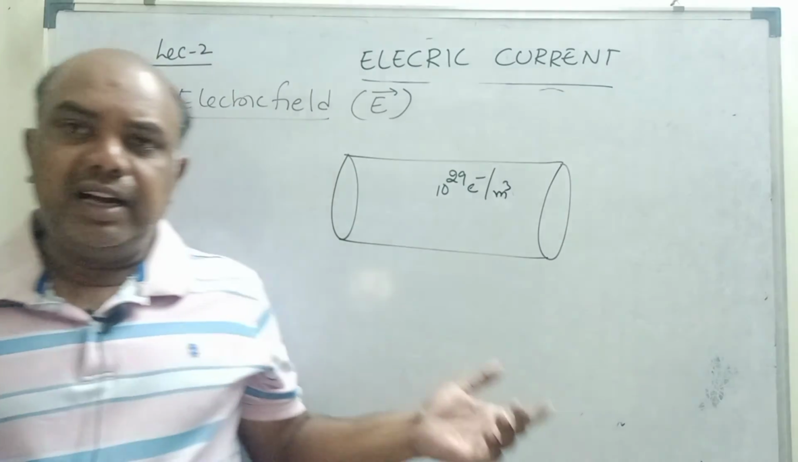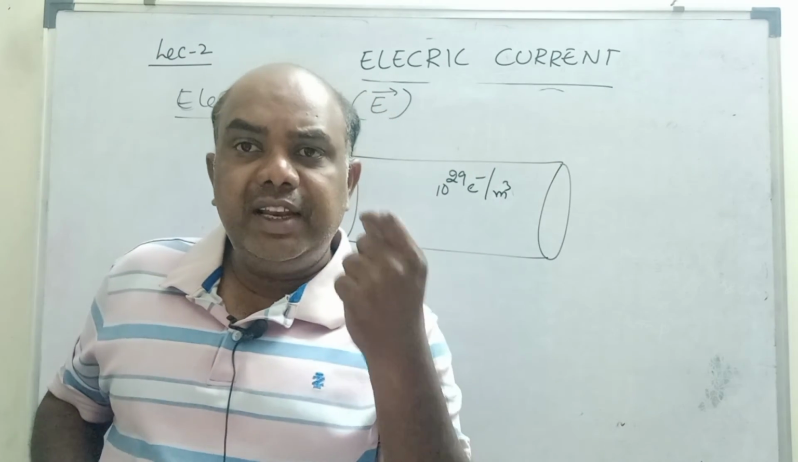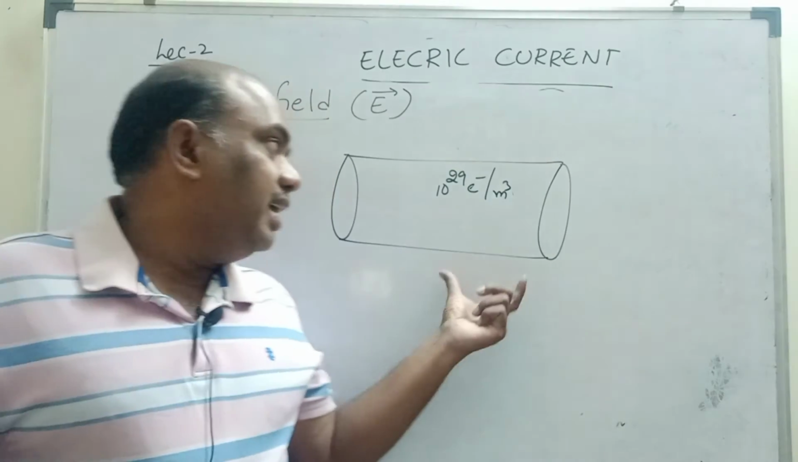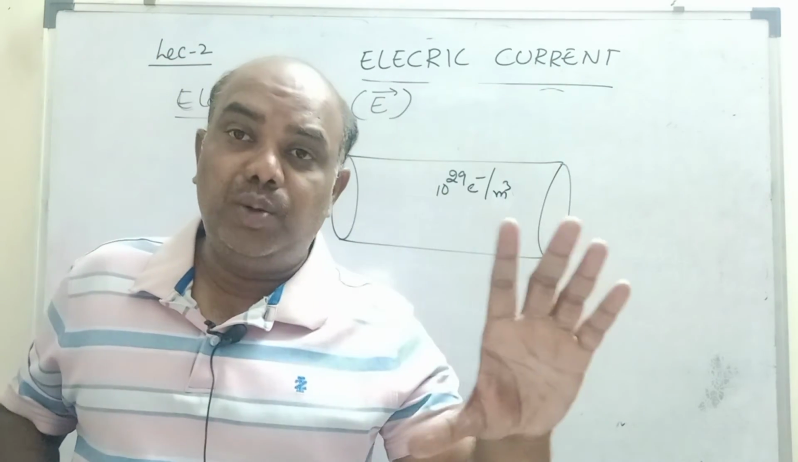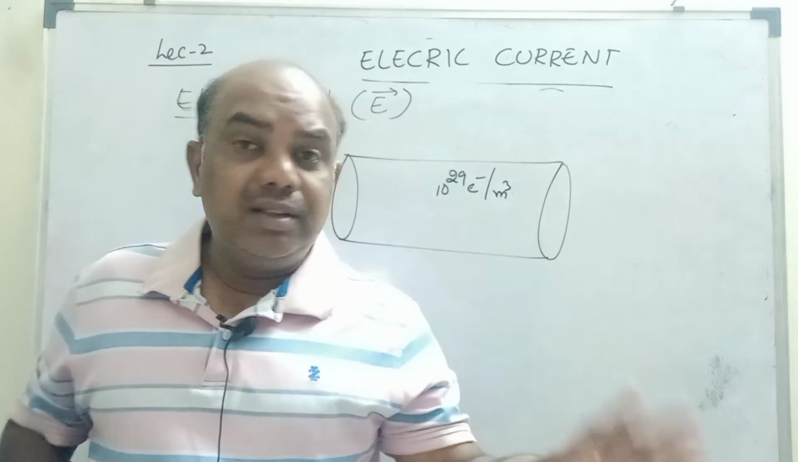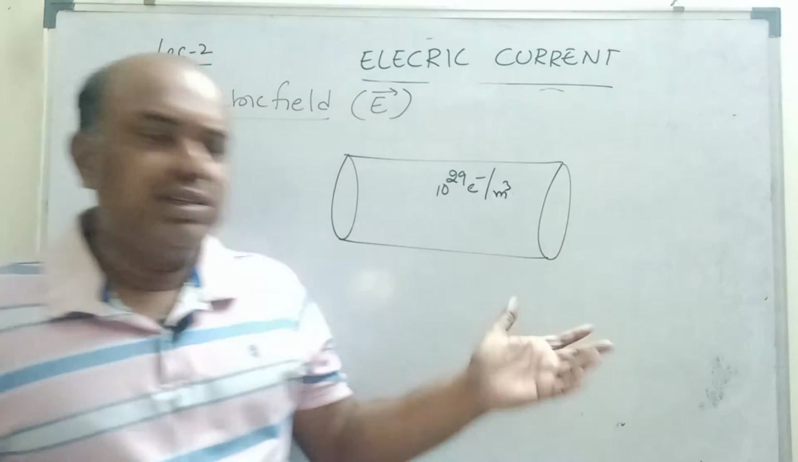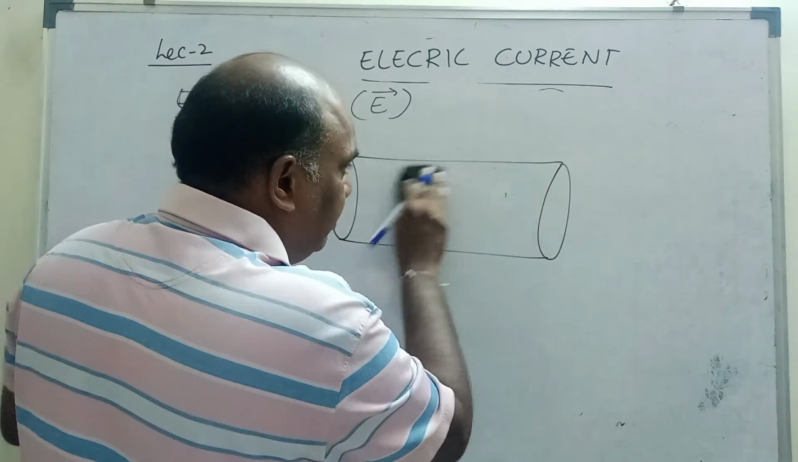Take a cylindrical conductor. Sir, why are you taking a cylindrical conductor? Why not a very thin wire? Cylindrical conductor means nothing but a wire only, but zoomed 1000 times. It is zoomed for better understanding, that's all. I zoomed the wire, then it becomes a cylinder. That's all. 10 power 29 electrons are present for each cubic meter.